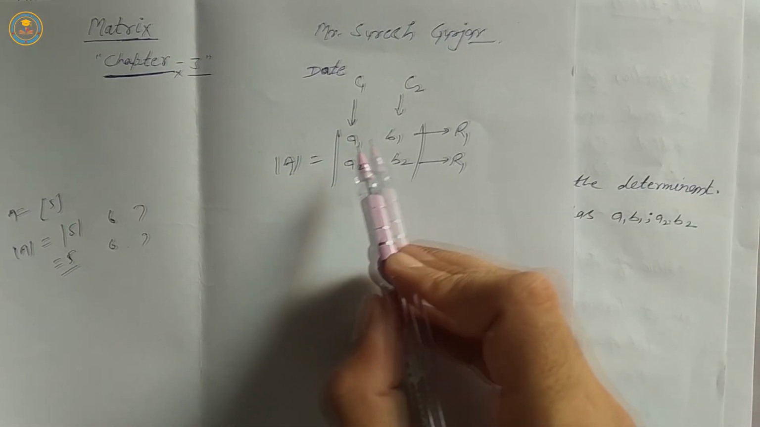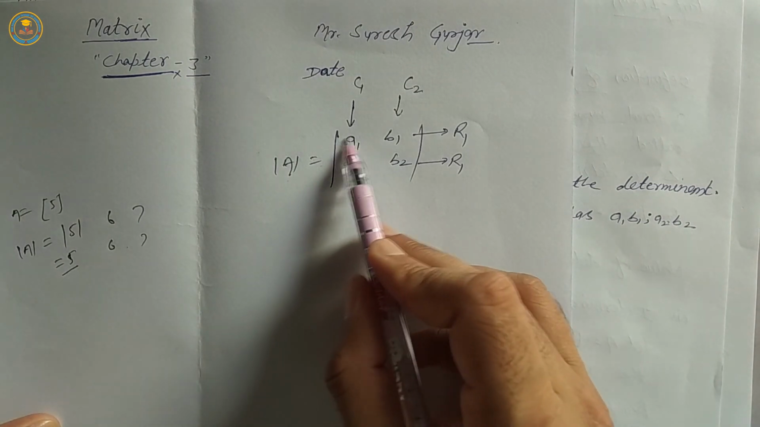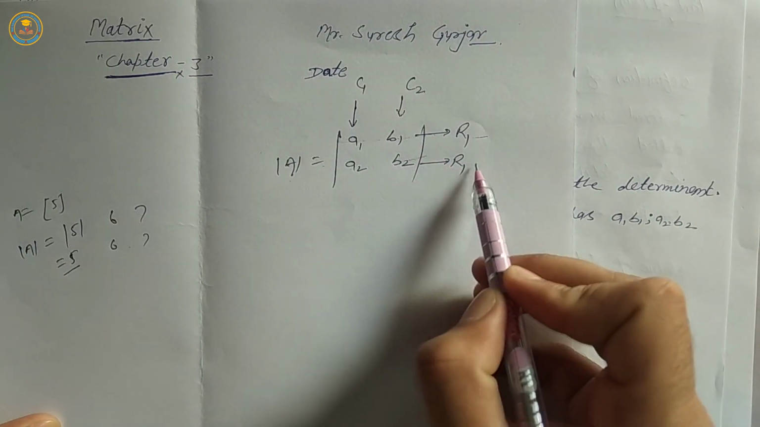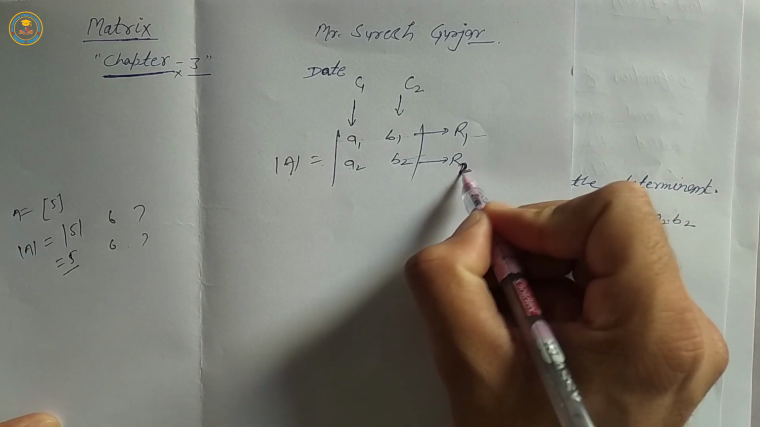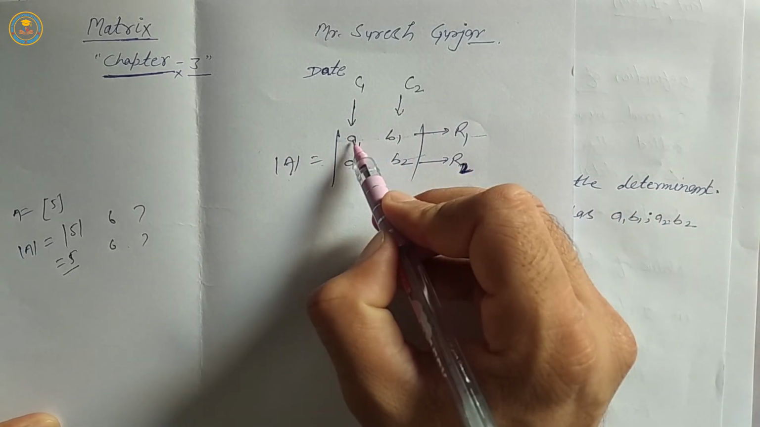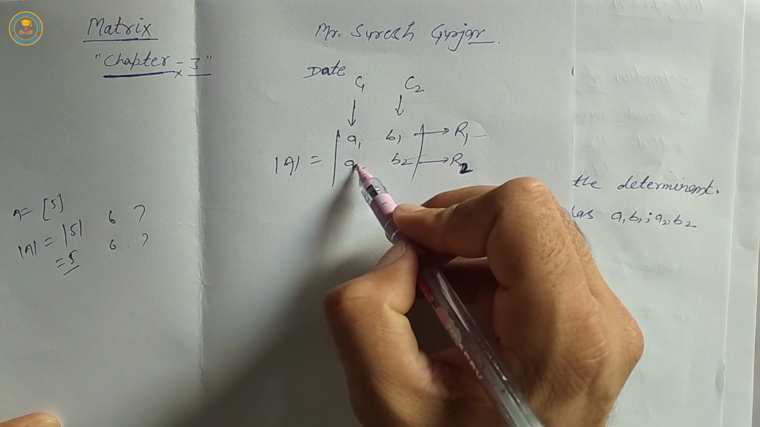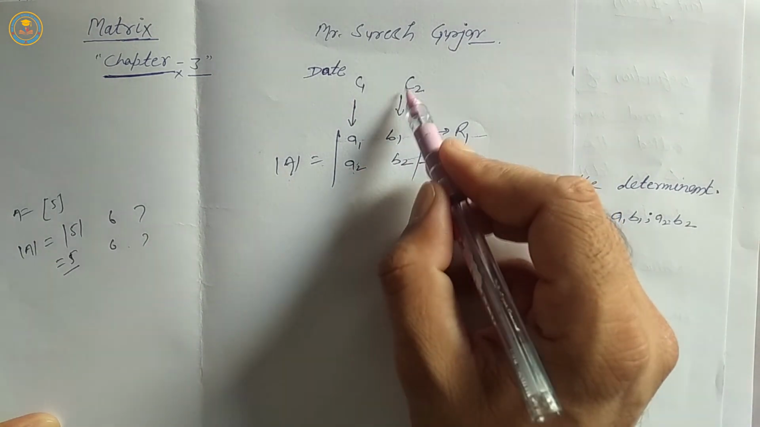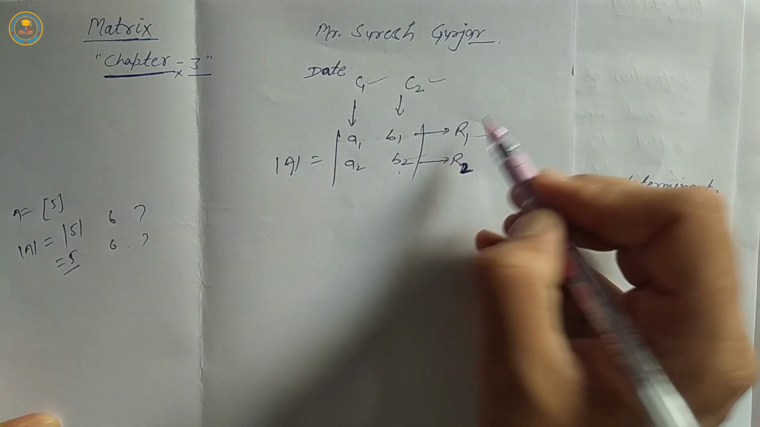It means determinant of A has first row R1, second row R2, and a1, a2 first column C1, b1, b2 second column C2. Okay.